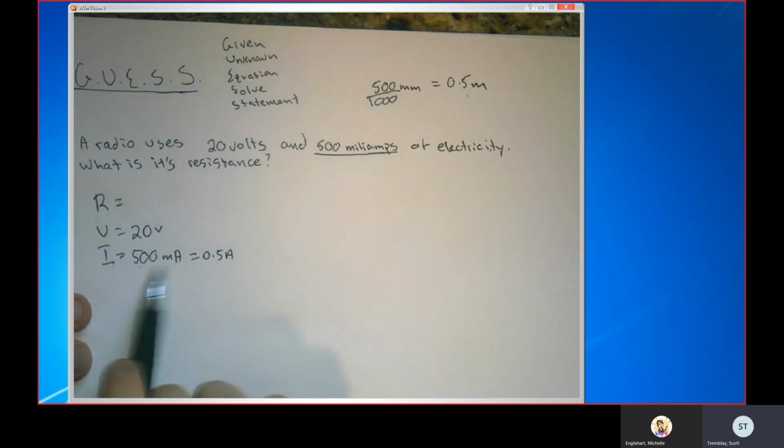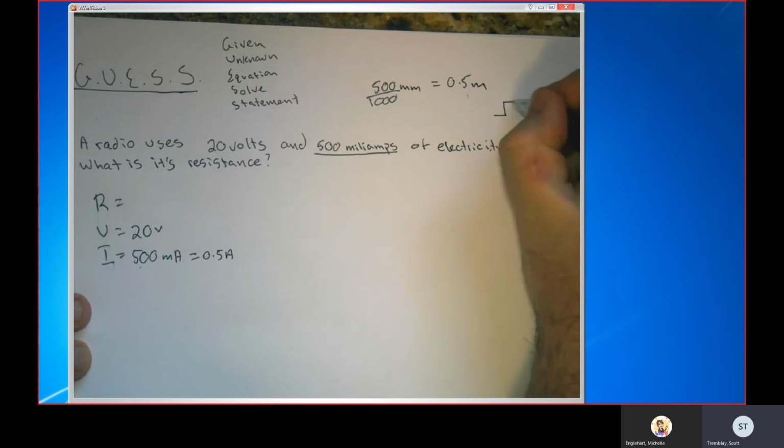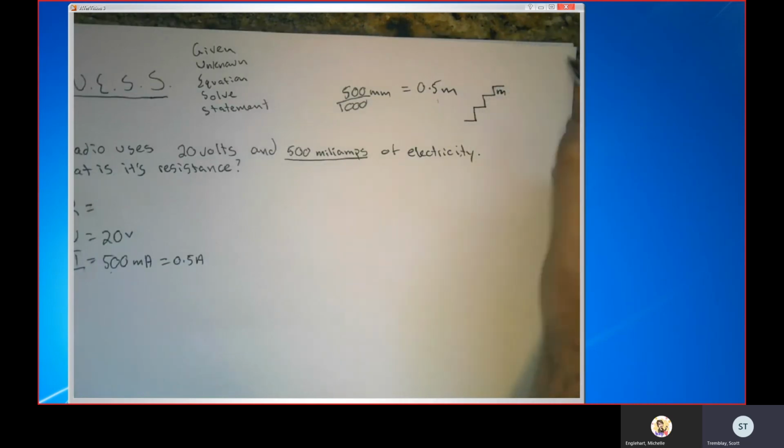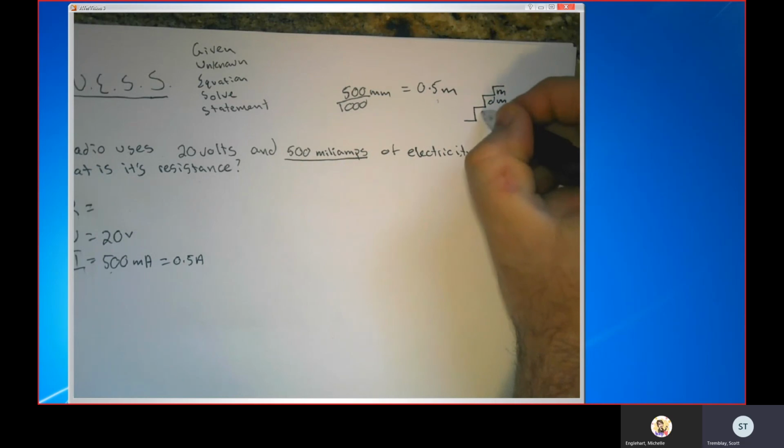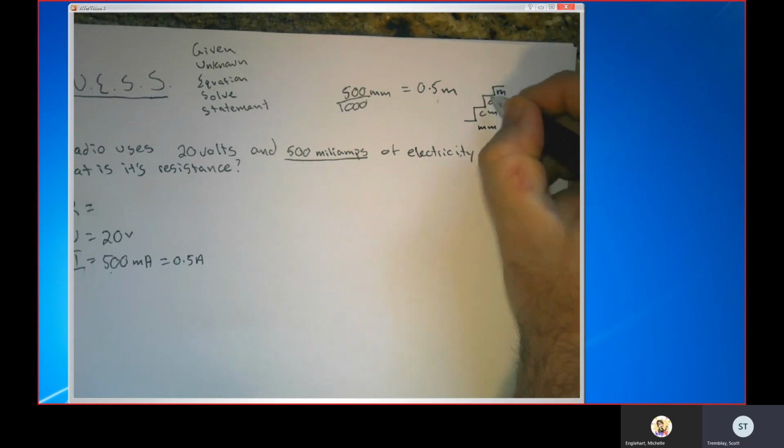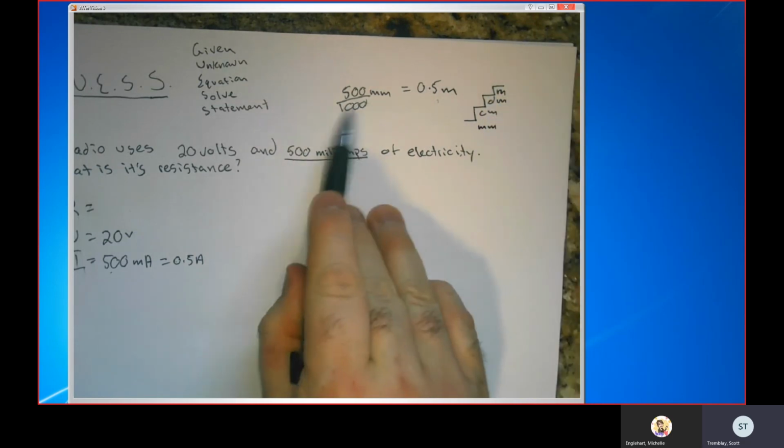And if you don't remember how to do it, we had that little staircase, right? Or if I had meters here, I had decimeter, centimeters, millimeters. So I got to go down 3 steps. So I divide it by 10 3 times, so 3 zeros.